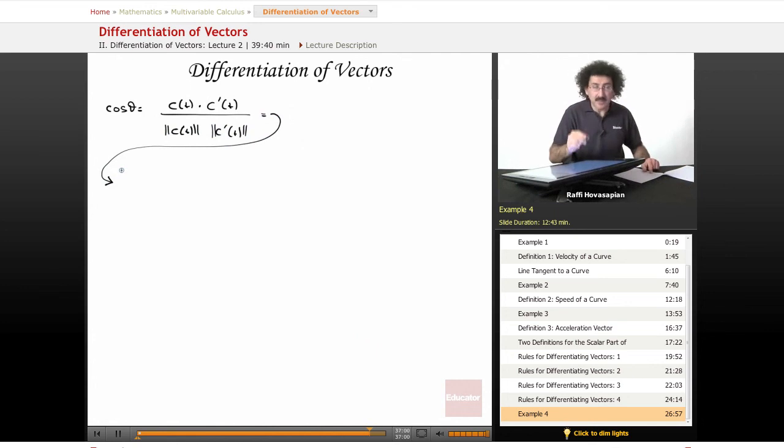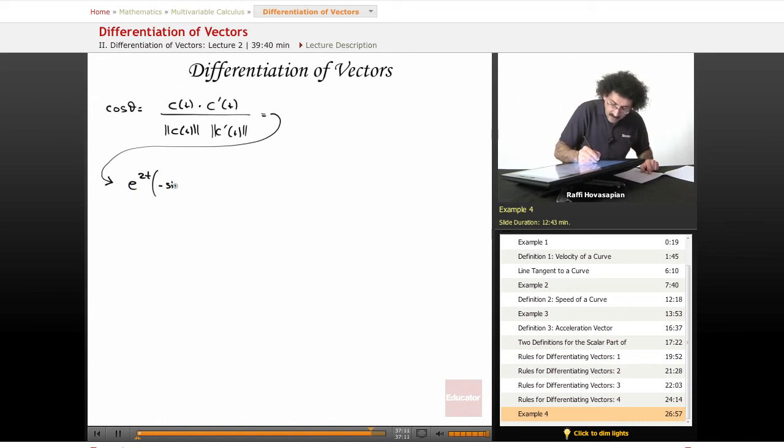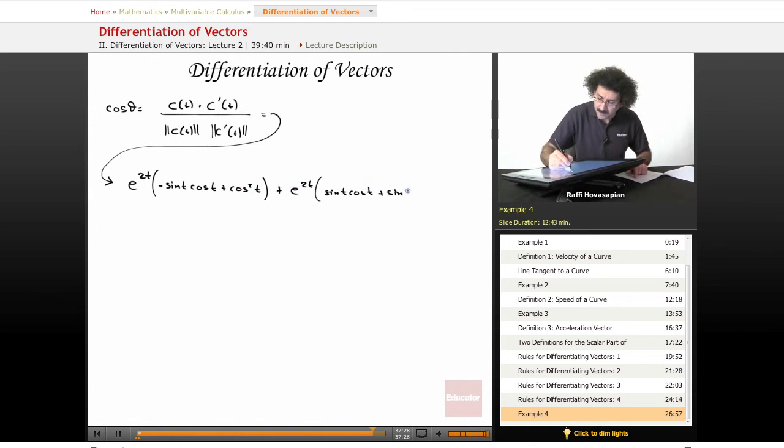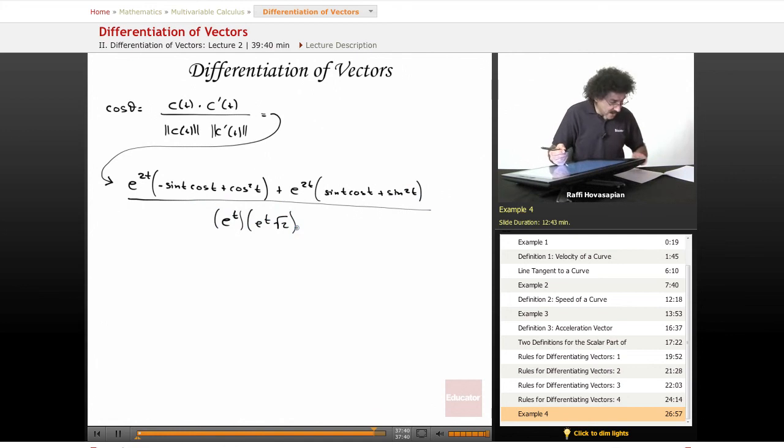Okay, when I take c of t and dot it with c prime of t, here is what I end up getting. I get e to the 2t times minus sine t cosine t plus cosine squared t plus e to the 2t sine t cosine t, excuse me, plus sine squared t, all over e to the t times e to the t rad 2.